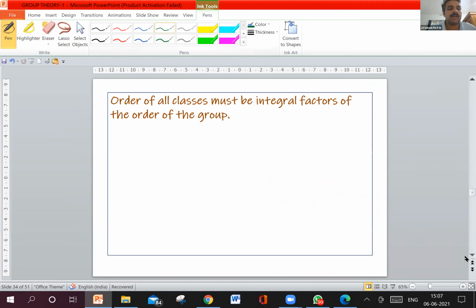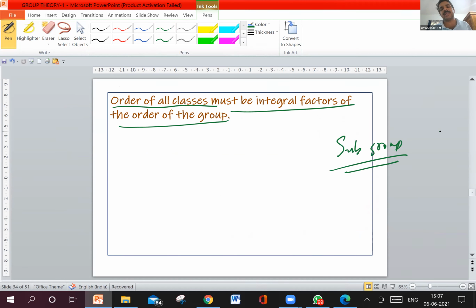Okay, and this point we have already studied. That is, the order of classes must be an integral factor of the order of the group, as in the case of a subgroup. In the case of a subgroup also, we have studied that the order of the subgroup is an integral factor of the order of the group.